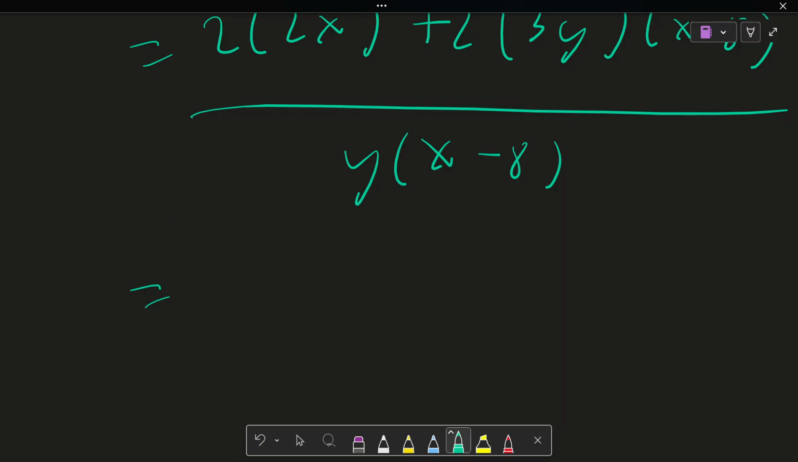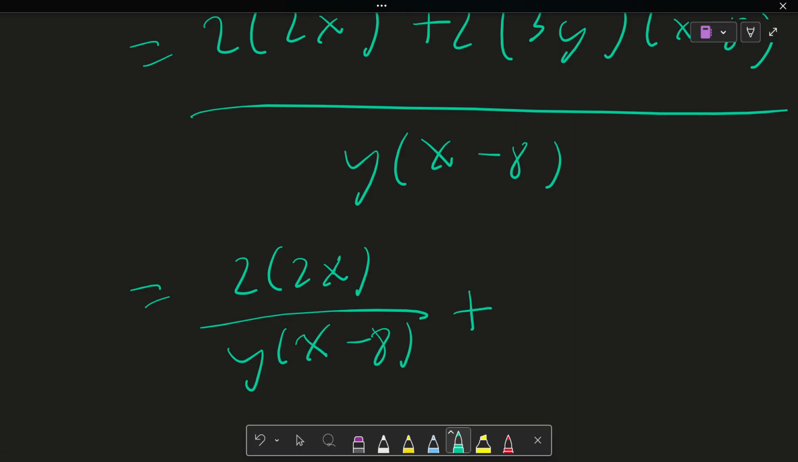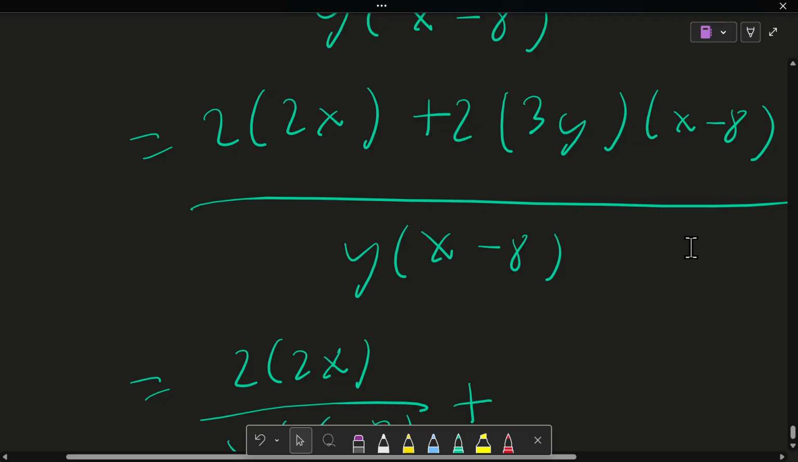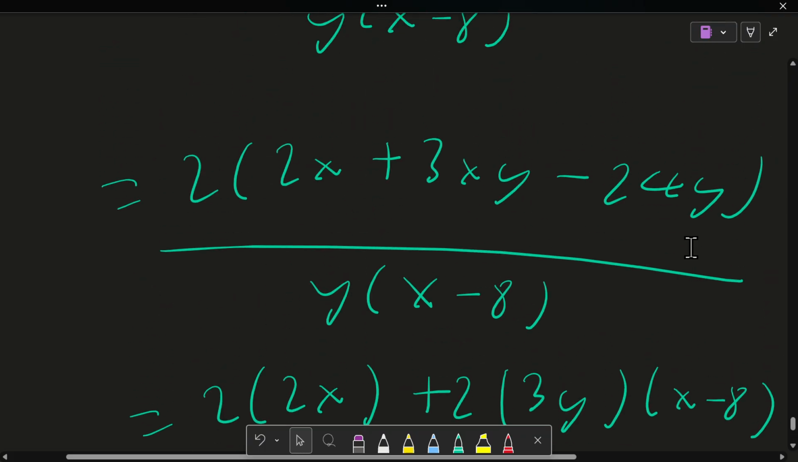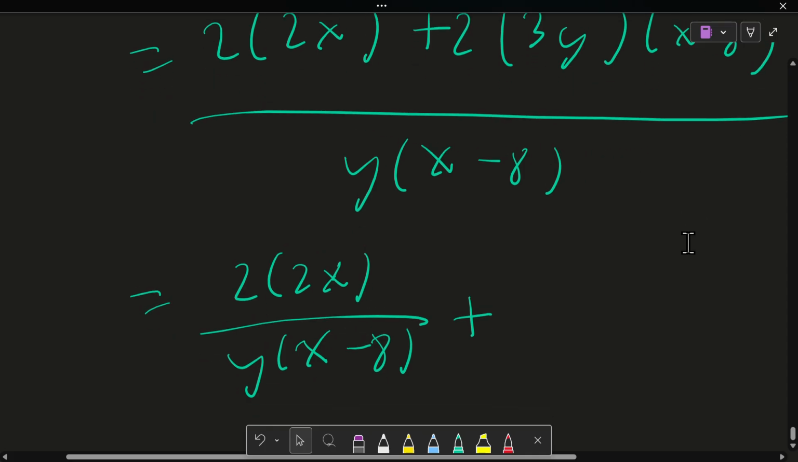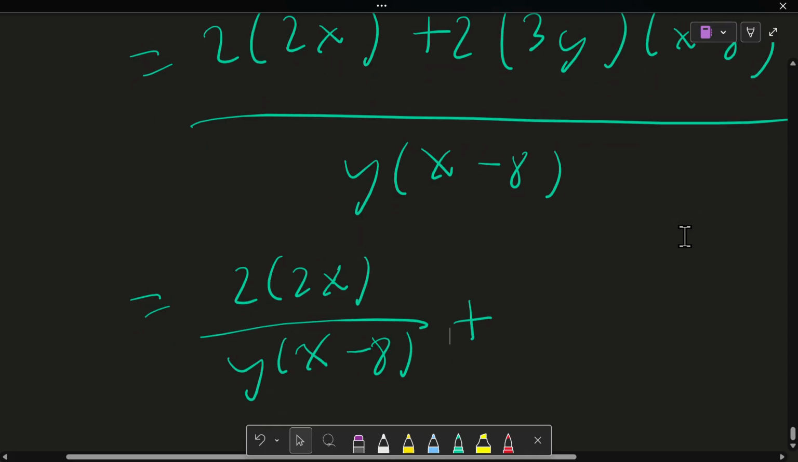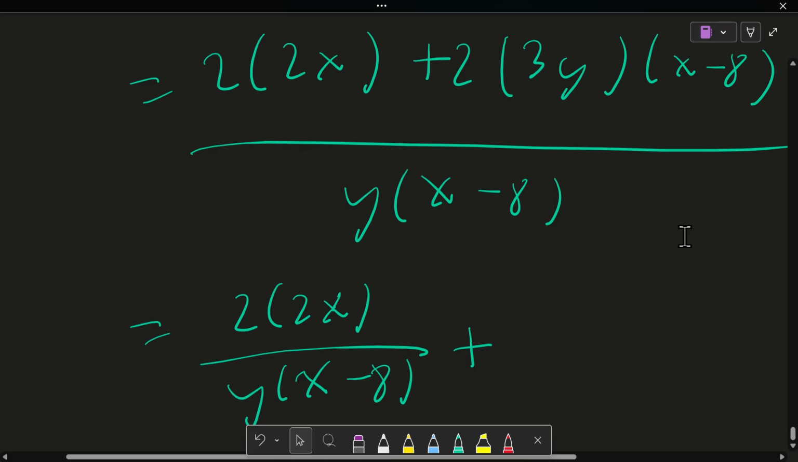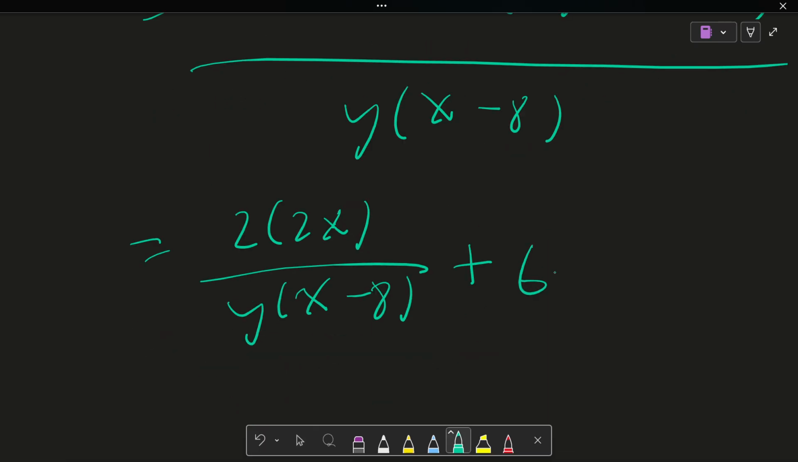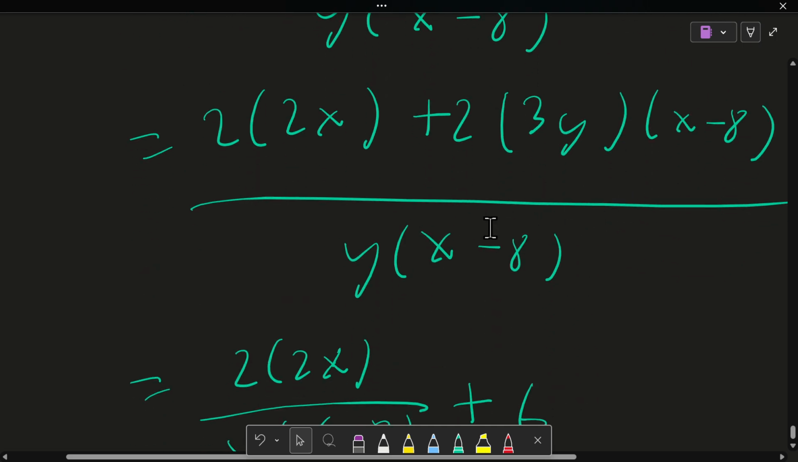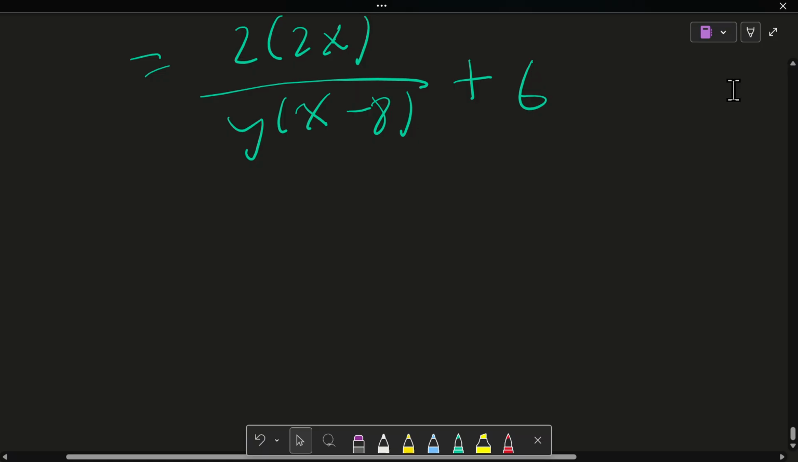So 2x over y times x minus 8 plus 6. Okay, 6. Right, how do I get 6? This y goes away, 2 times 3, y goes away, x minus 8 goes away as well. This is the answer.